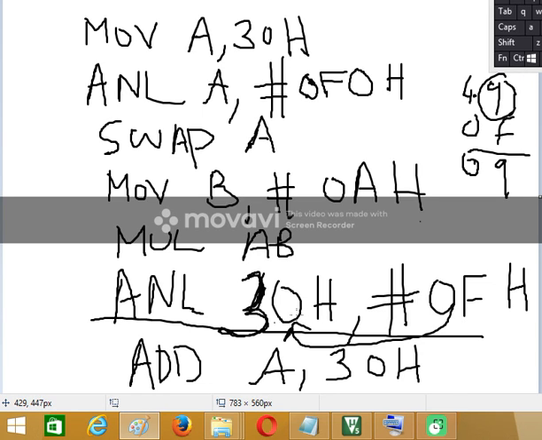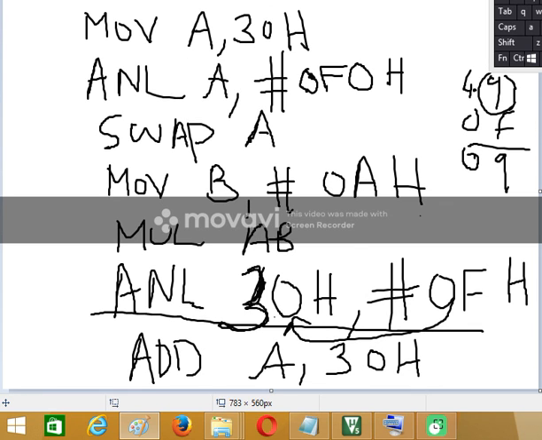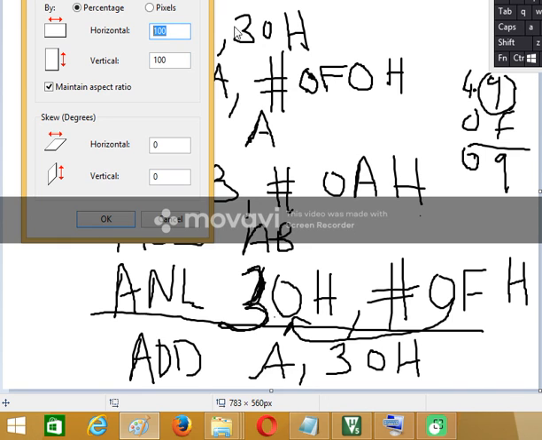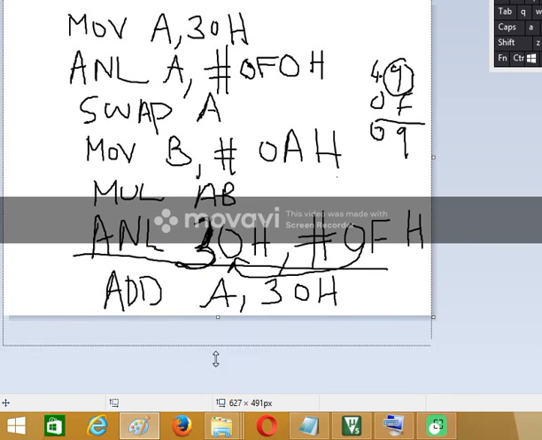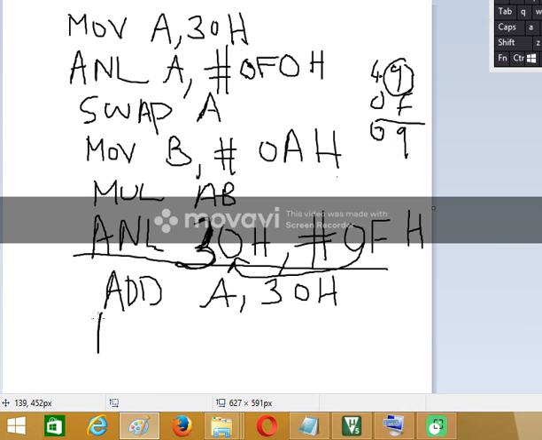So the units place is in 30H and the multiplied result is in A. So A and the content of 30H, which is the units place, we add. So your result will be in A, and it has to be saved to the next place. As told, you have to store the result from A in 31H.